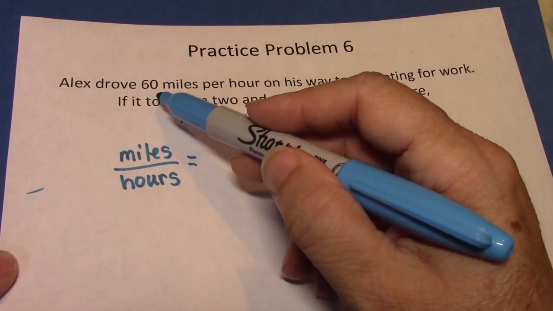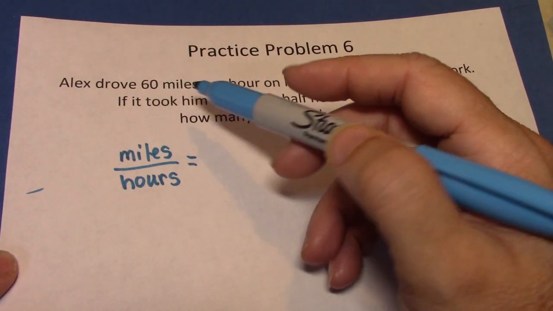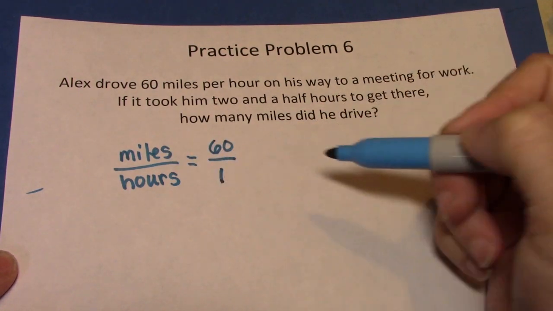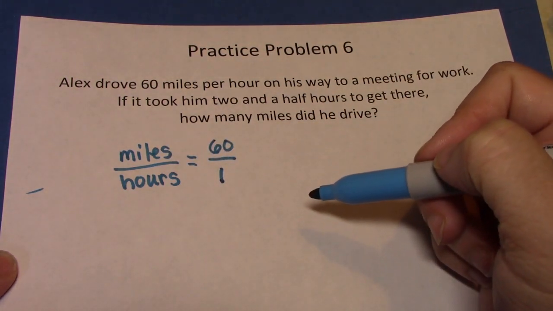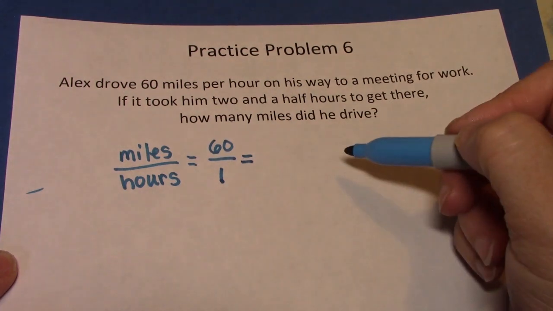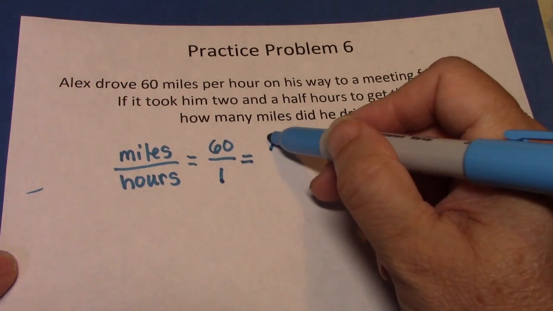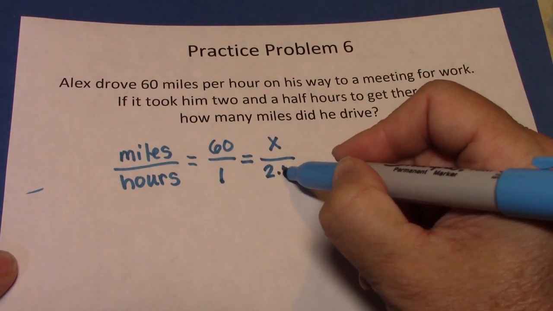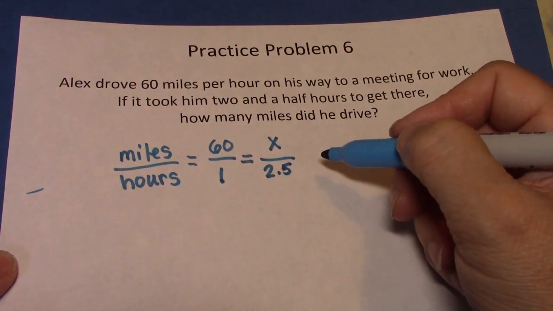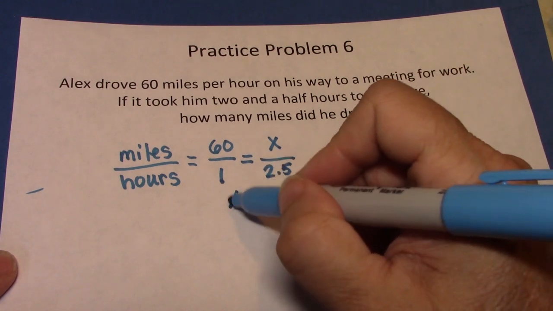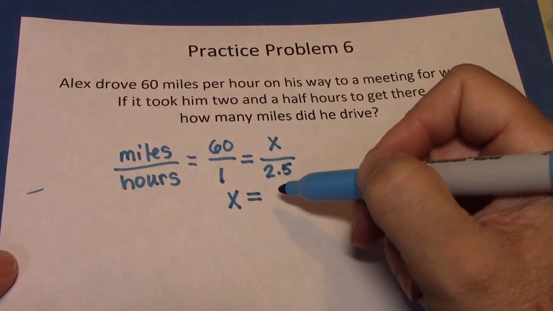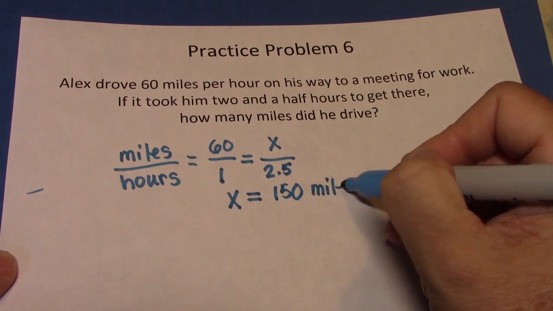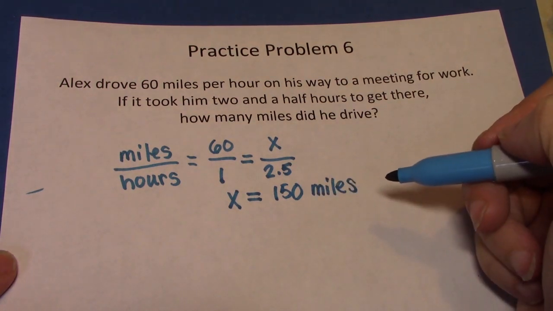So he drove 60 miles per hour, 60 miles in the top, 1 hour in the bottom. And it says, how many miles did he drive? So X is what we're looking for if it took him 2.5 hours to do that. So now we just cross multiply, and x equals 150, and we should label that miles.